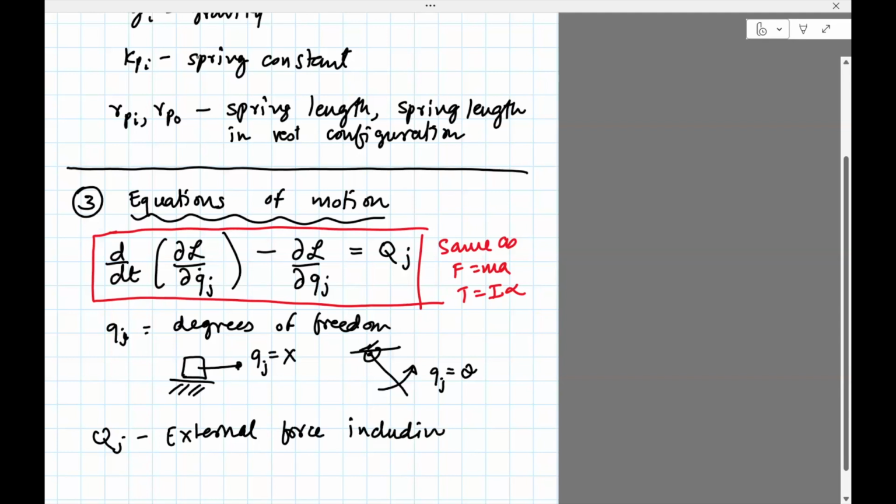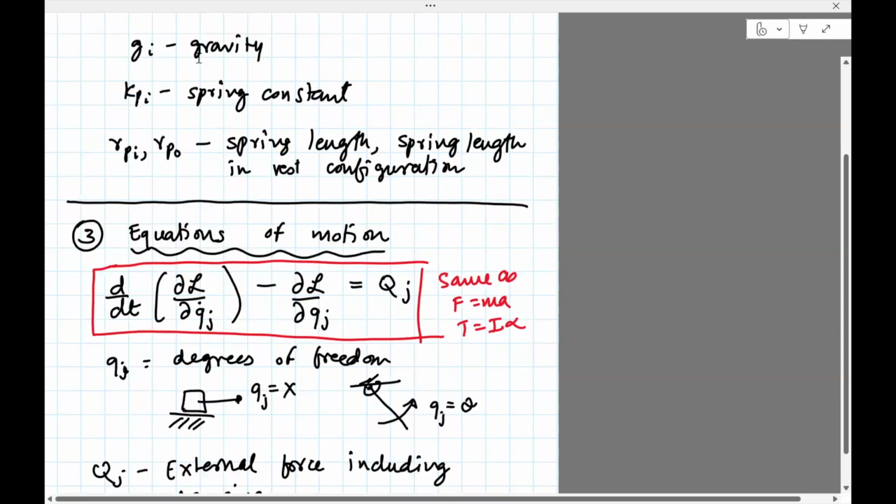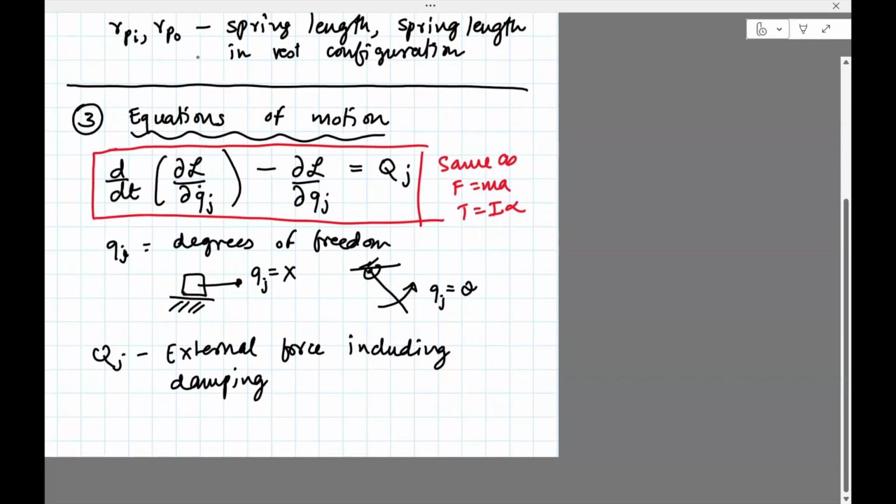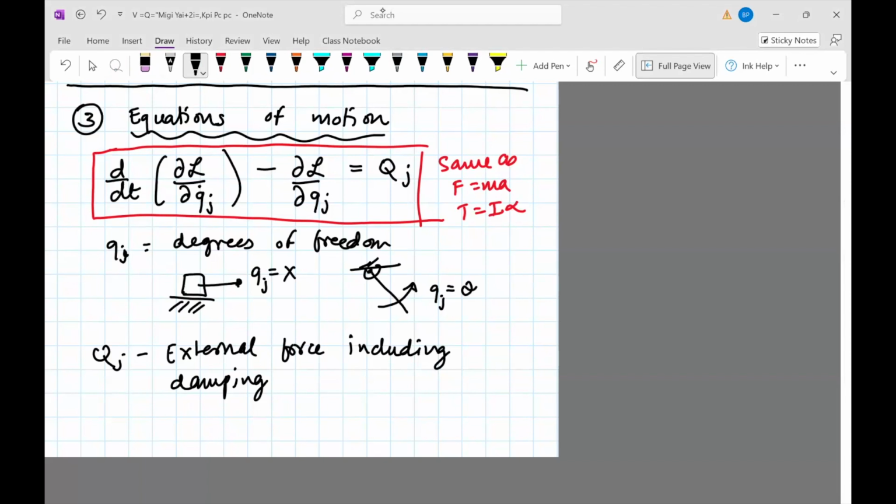Including damping. So note that there was no damping in the equations, right? There was spring force, but if you have damping, then that should go as an external force. External force could be like just pushing it, but if there's a motor force, that motor force would be Q_j.